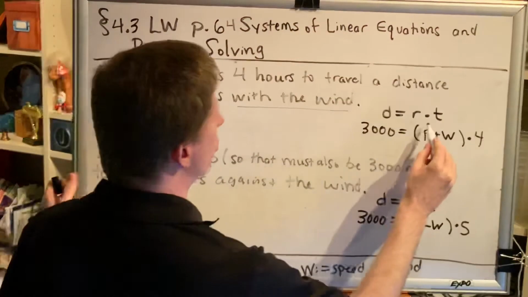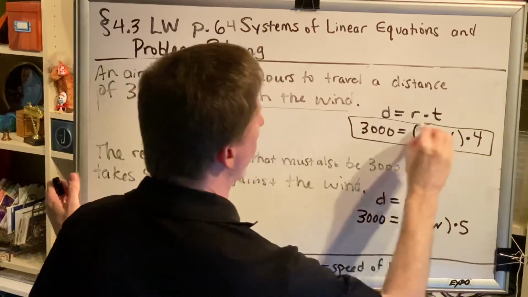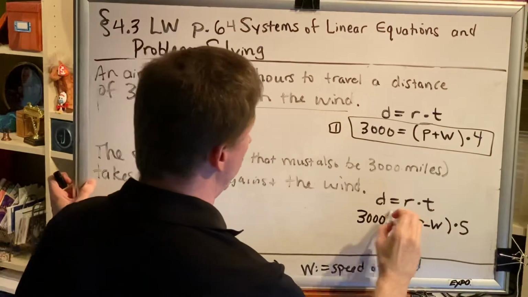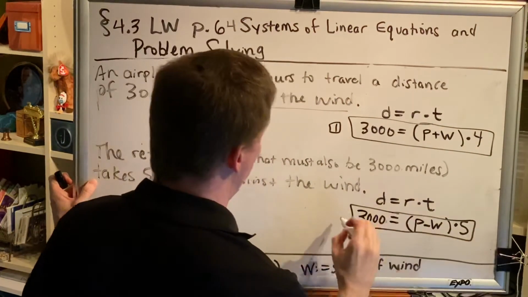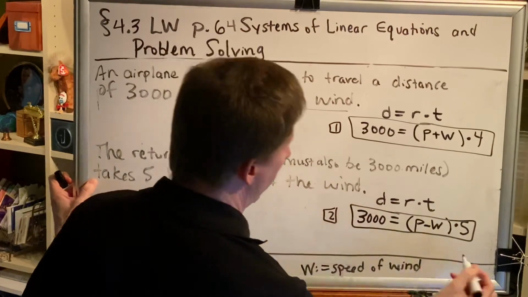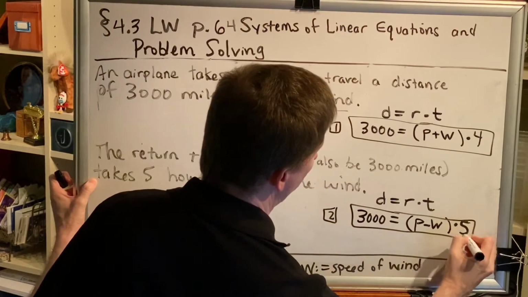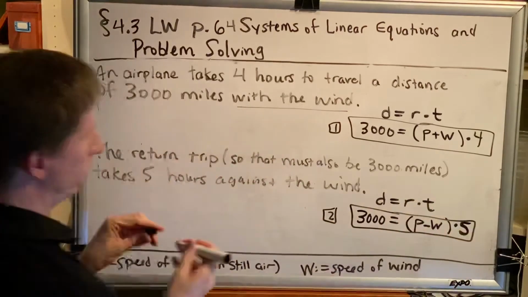These two equations right here form our system. This is equation 1. This is equation 2. And this is the number 5, not an S.